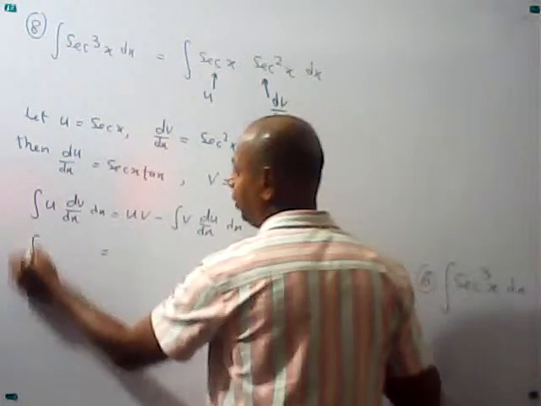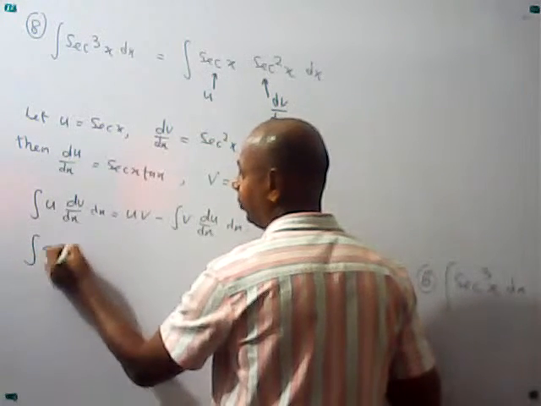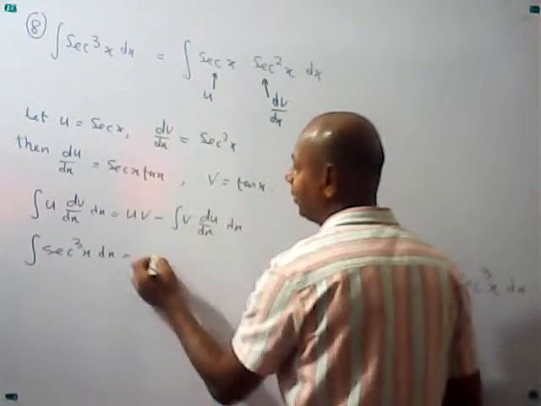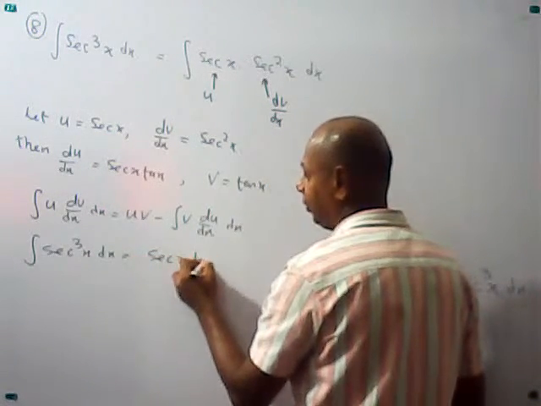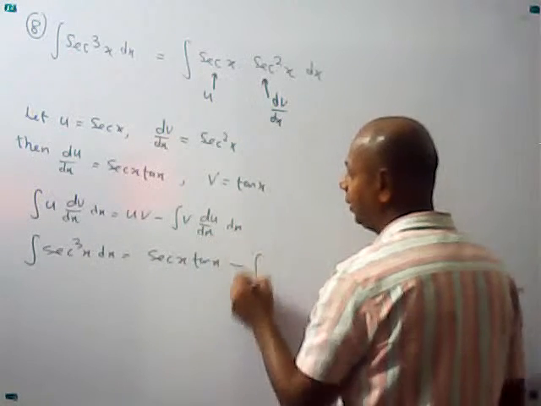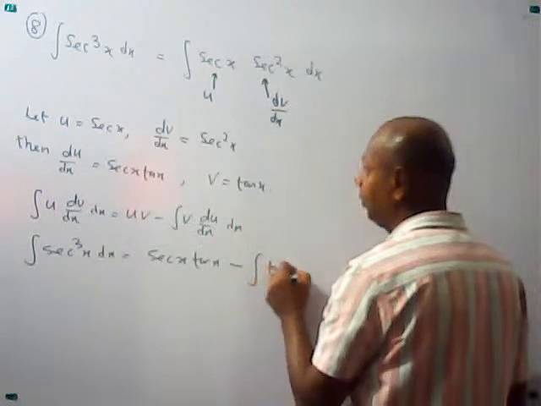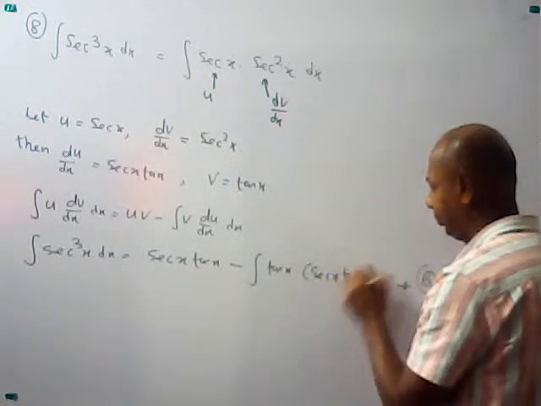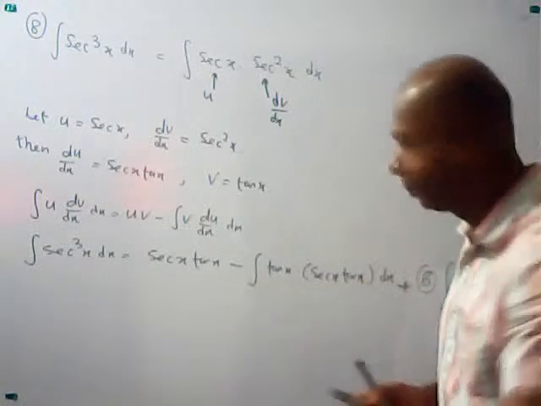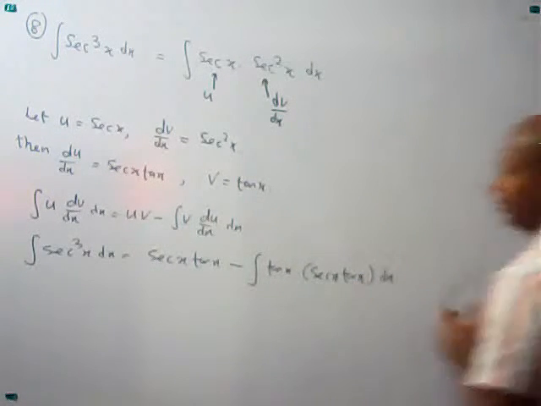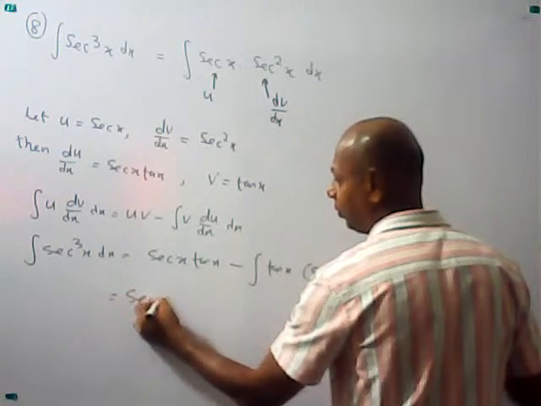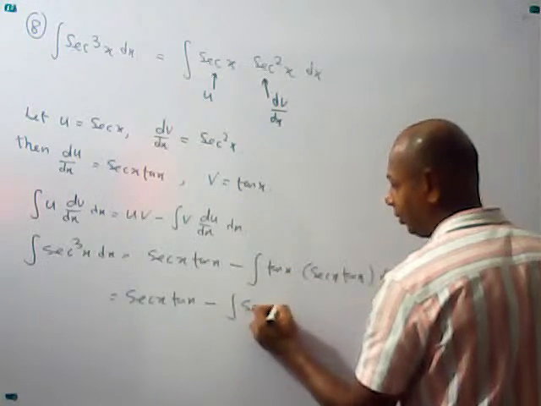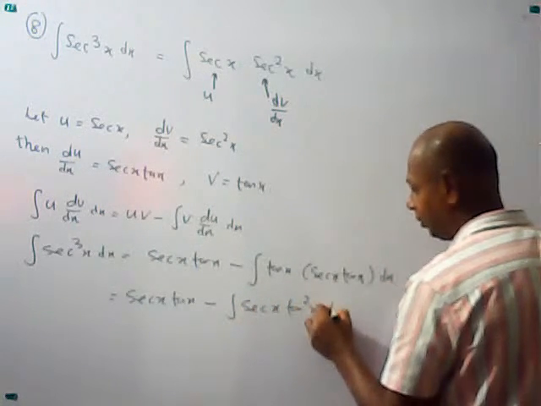You get on the left sec cube x dx equals u v, sec x tan x, minus v du by dx. This is tan x. du by dx is sec x tan x dx. On the next step you can simplify it. So that will be equal to sec x tan x minus sec x tan squared x dx.